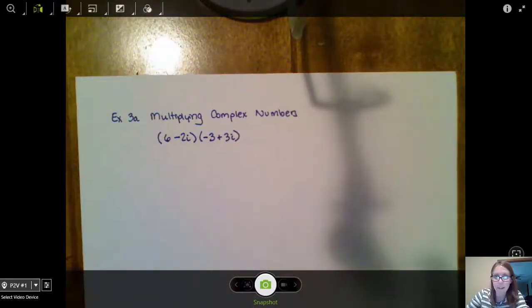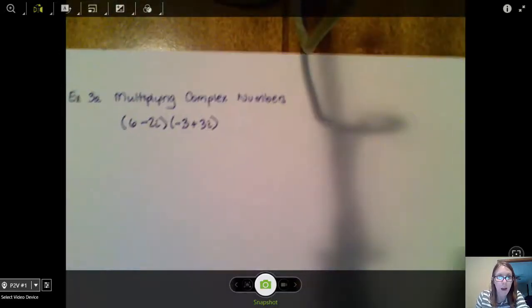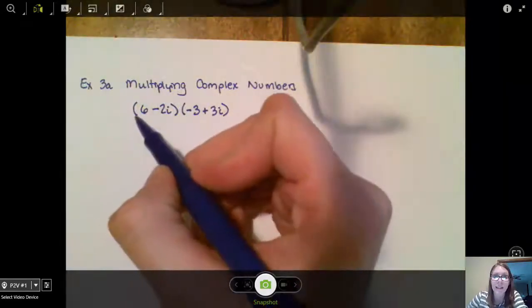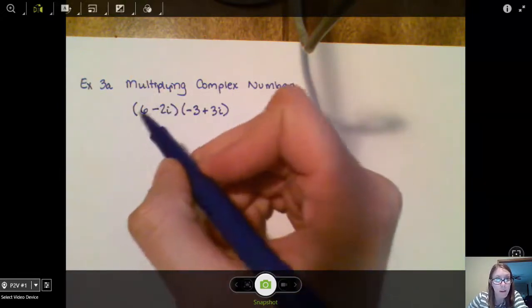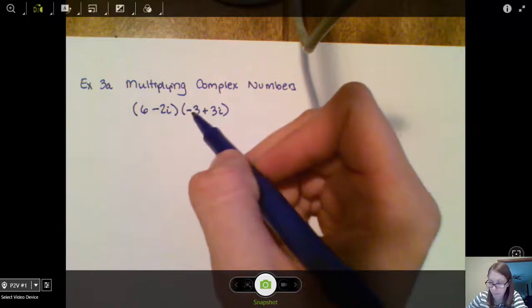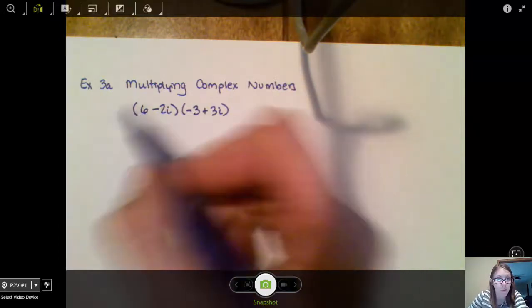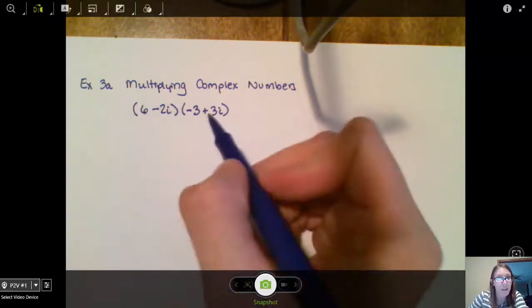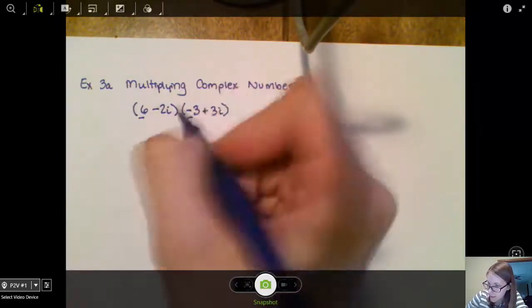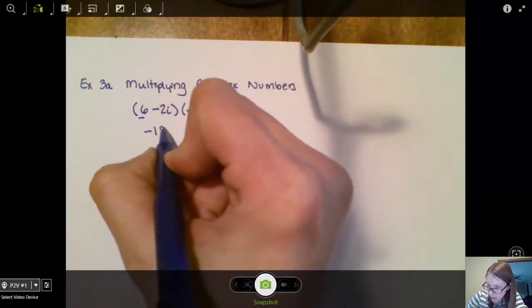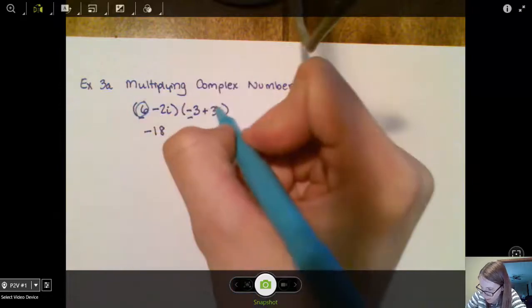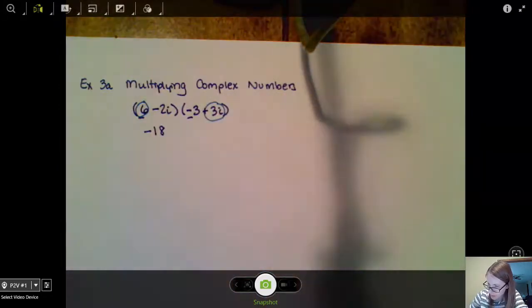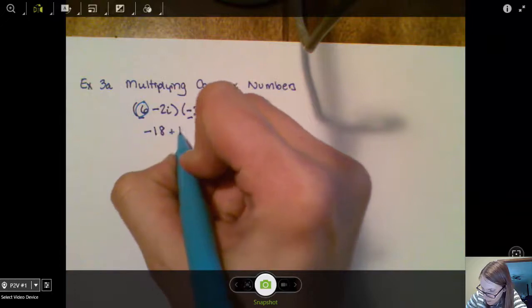And when we multiply complex numbers, think of how we multiplied things if this was 6 minus 2x times negative 3 plus 3x. We would multiply our binomials, we would FOIL. And that's what we need to do here. To multiply our binomials with complex numbers, we FOIL. So my first terms, 6 times negative 3 is negative 18. My outside terms, 6 times 3i is plus 18i.